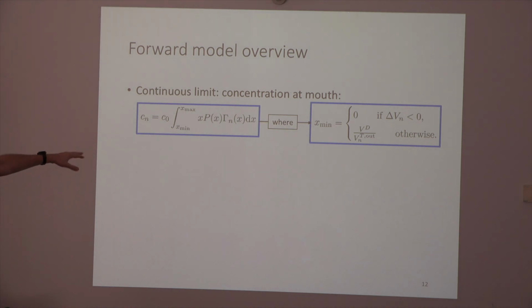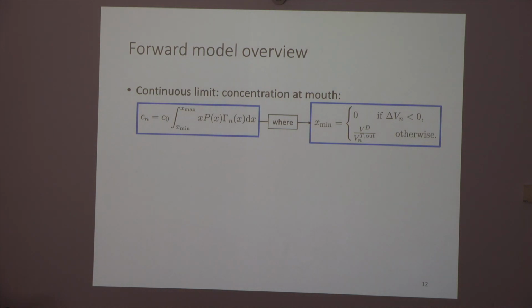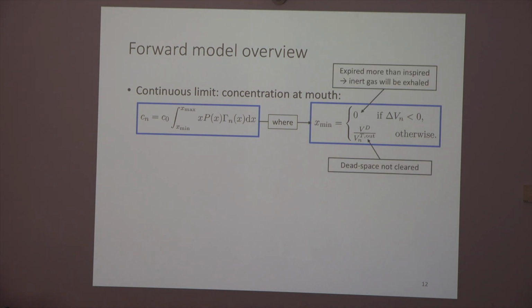And we put in a minimum limit. If it doesn't clear the dead space, basically you don't see it at all on the signal because that unit's so poorly ventilated that it doesn't contribute to the model.